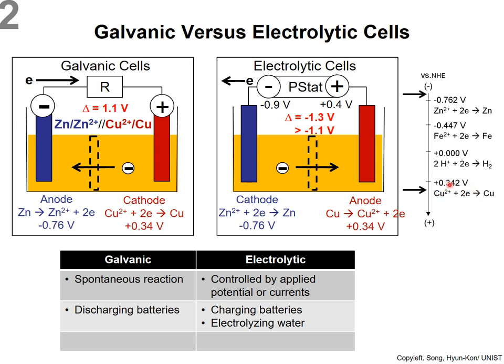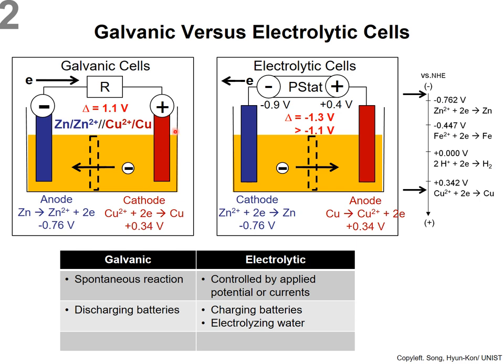So the reduction potential of zinc 2+/zinc is more negative than the reduction potential of copper 2+/copper. So the zinc would donate its own electrons to the copper 2+. Then what happens? On this blue electrode, zinc goes to zinc 2+, which is dissolved into the electrolyte. Also at the same time, the copper 2+ ions existing in the electrolyte are electrodeposited on the red electrode.